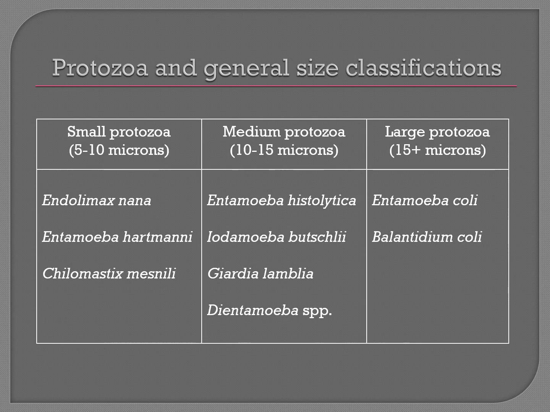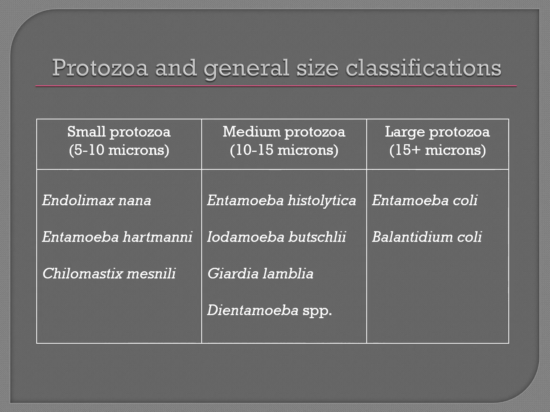The small ones are Endolimax nana, Entamoeba hartmanni, and Chilomastix mesnili. The medium-sized protozoans are Entamoeba histolytica, Iodamoeba buetschlii, Giardia lamblia, and Dientamoeba species. The large protozoans are Entamoeba coli and Balantidium coli. Okay, so this is helpful to know when you're in a lab. If you come across a very small protozoan, it's probably one of those 3. A medium protozoan is probably one of those 4, and a large protozoan is probably one of the last 2 on the list.